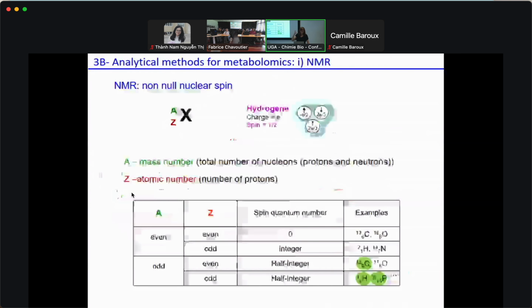So what I said before, the oxygen isotope has a spin, so this is the most studied nucleus.